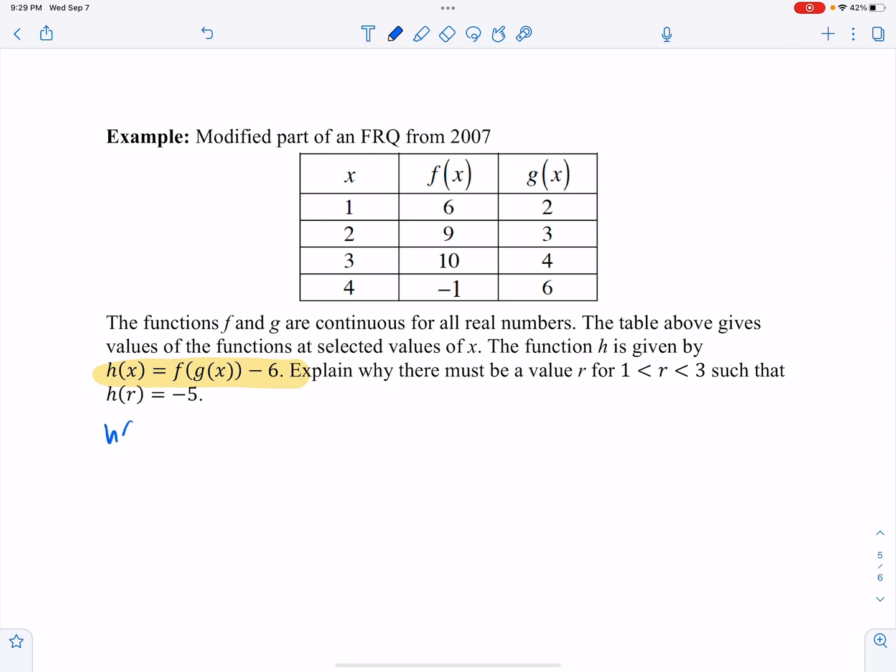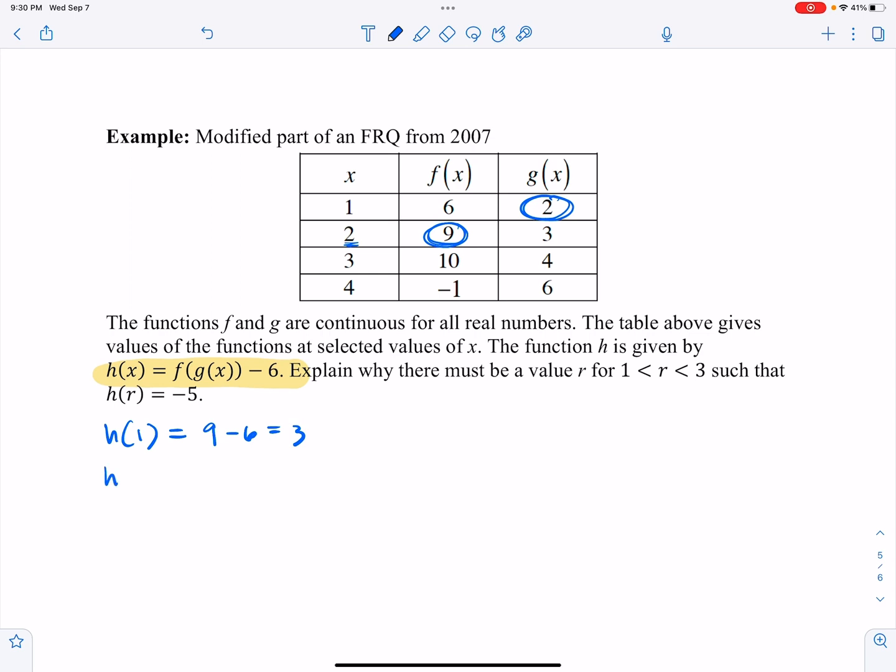So we need to figure out what h of 1 would be, which is kind of the trickiest part of this problem. So h of 1, I need to first think about, since g is the inside function, I need to figure out what g of 1 would be. G of 1 would be 2. Well, then that means we're evaluating f at 2. So I go back over to x being 2. F of 2 would be 9. 9 minus 6 is 3.